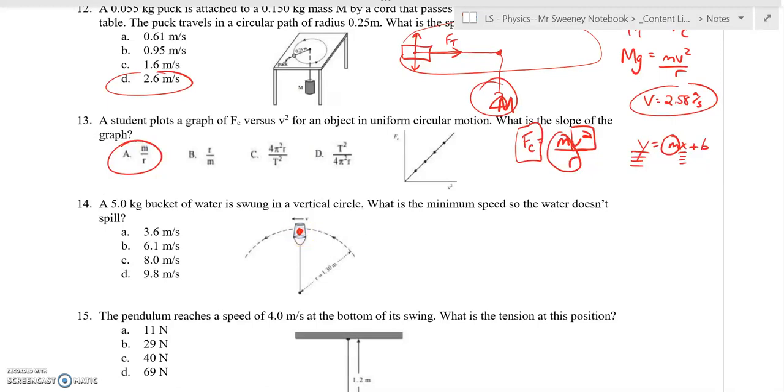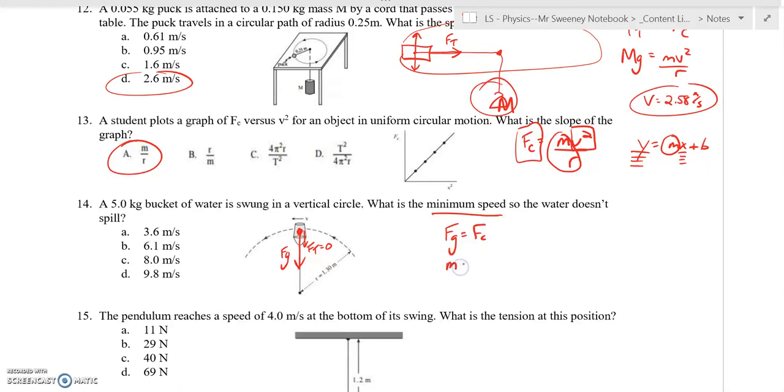So, at the top of this loop, you've got two forces pushing down, gravity, as well as the tension in the string. However, if we're talking minimum speed, that tension is going to be zero. You're basically swinging it so slow that the string is no longer pulling down at the top. The water barely continues around its path because of inertia, which means the only force pulling towards the center of the circle is gravity. So it's your centripetal force.